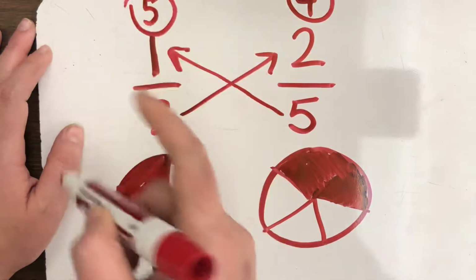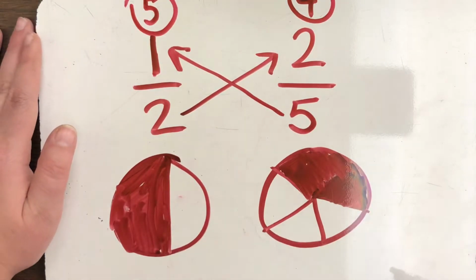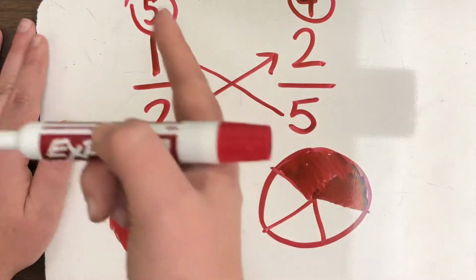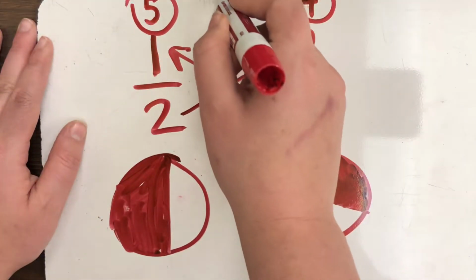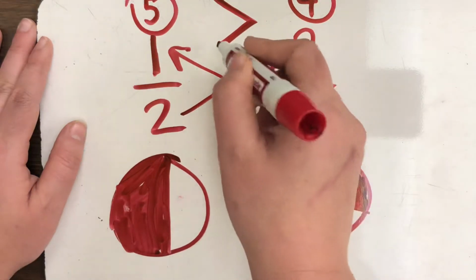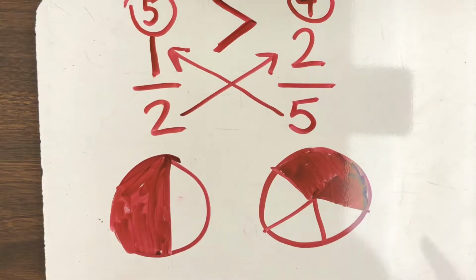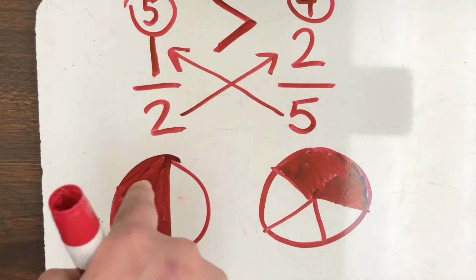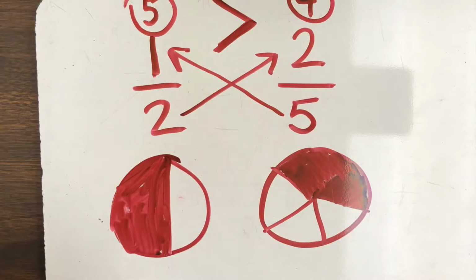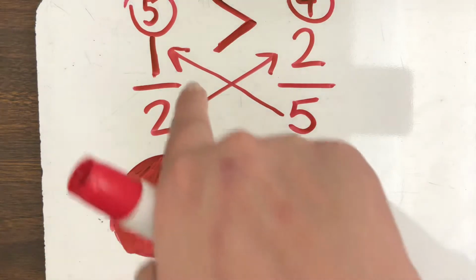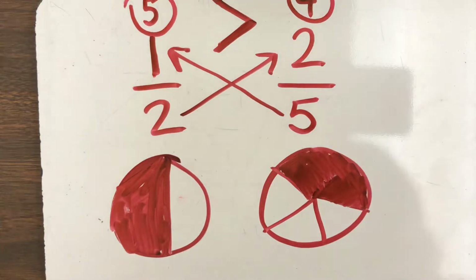So these numbers are very close, and as you can see, our fractions are very close together, but one of them is larger. 5 is larger than 4, so we know that at the end of the day, 1/2 is going to be greater than 2/5. Even though this section has less pieces colored in, this one section is bigger than both of those sections combined, because this is only split into 2 pieces, and this one's split into 5. That's why you cross multiply to find your answer.